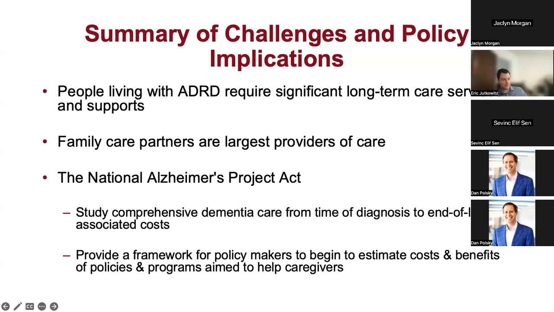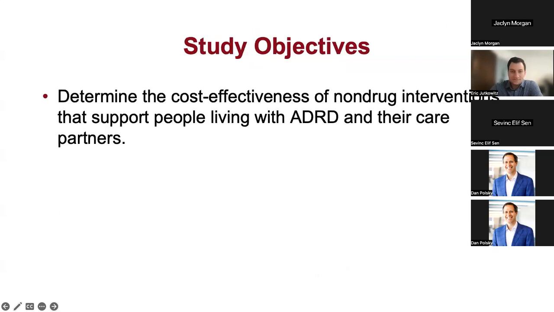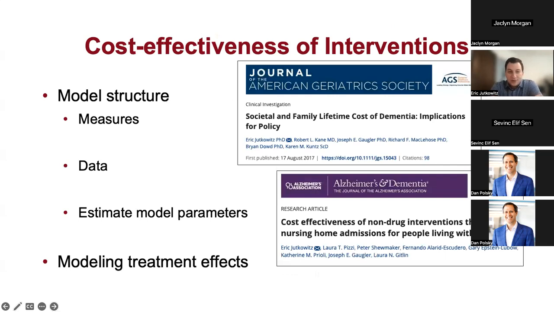And then the second is we need to provide a framework for policymakers to begin to estimate costs and benefits of policies and programs aimed to help caregivers. And again, hopefully, by the end of this, you'll have an understanding of how our modeling framework would enable policymakers, decision makers at various levels to understand the costs and benefits of different programs that support caregivers. So our study objective is to determine the cost effectiveness of non-drug interventions that support people with dementia and their family, friend, care partners. We'll be looking at the cost effectiveness of these interventions using our individual microsimulation model.